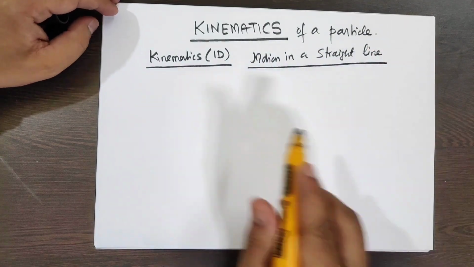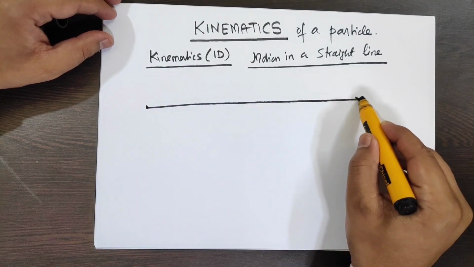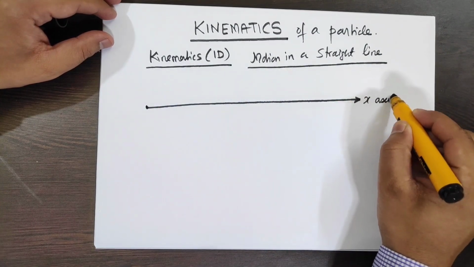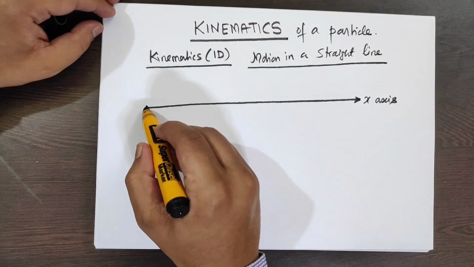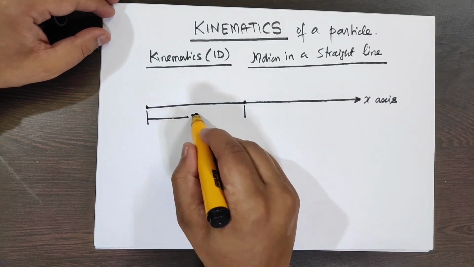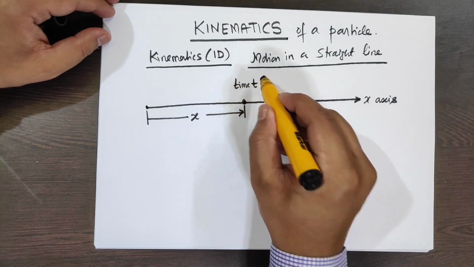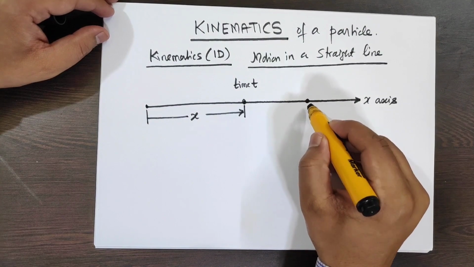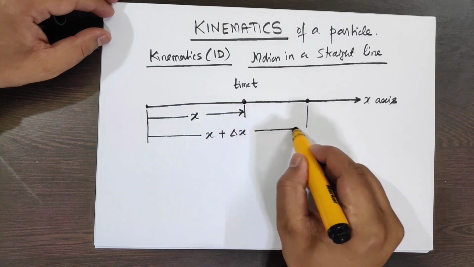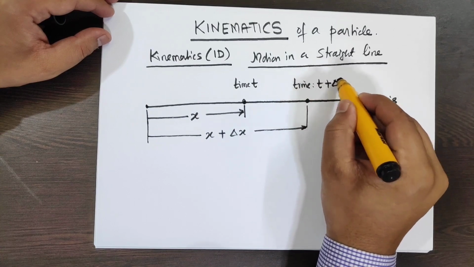So here, suppose this is the starting point of the particle and this is the direction of motion, or this is a certain axis. Consider it as the x axis only. At a certain value of time t, this is the coordinate of the particle, x. Here is the particle at time t, and after a certain time the particle is here. So this is x plus delta x, I mean the change in x is delta x, and here the time is t plus delta t.